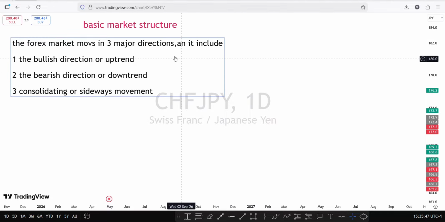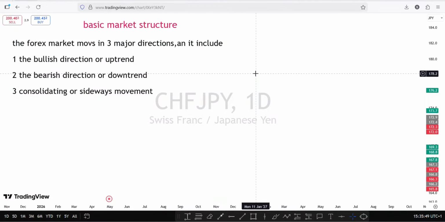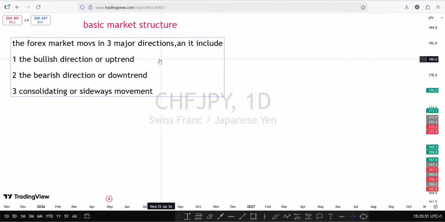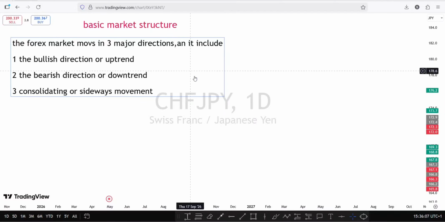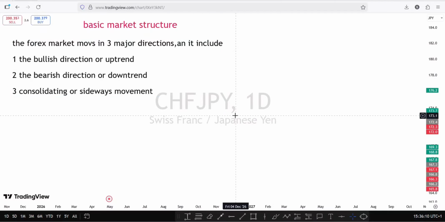Now, market structure or basic market structure. The market moves in three major directions. It includes number one, the bullish direction or uptrend, number two, the bearish direction or downtrend, while number three, the consolidating or sideways movement. These are the three major directions in which the market moves.